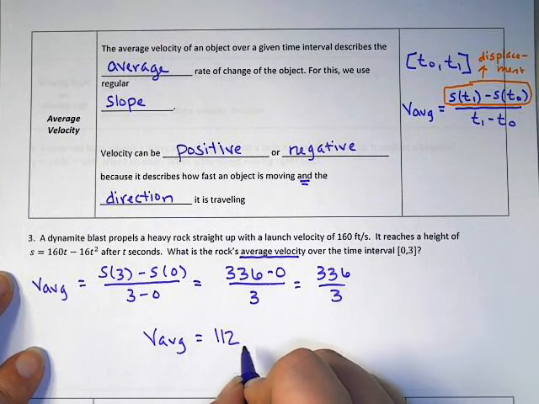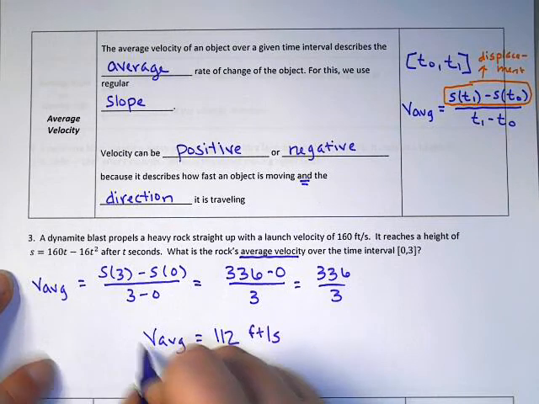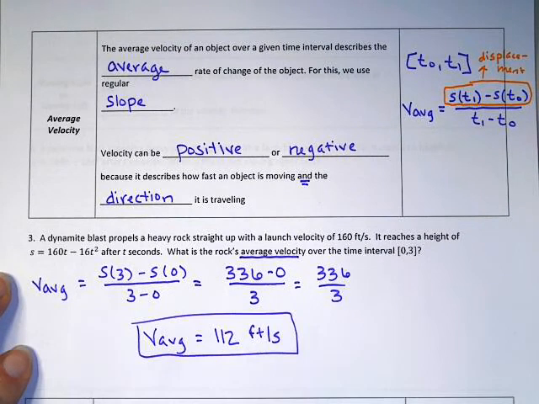And again, we need units. Velocity is measured in feet per second in this example. So the average velocity is 112 feet per second.